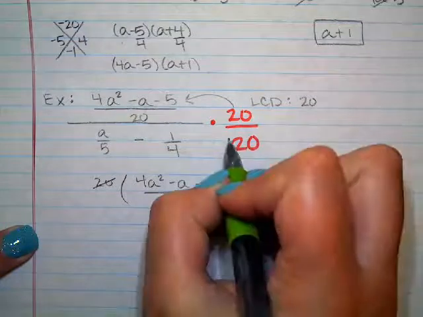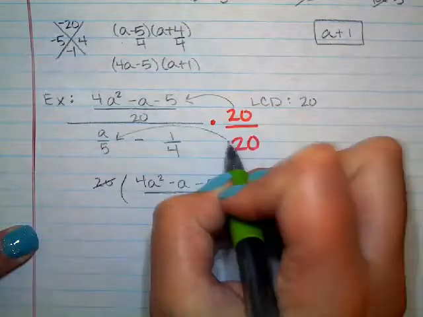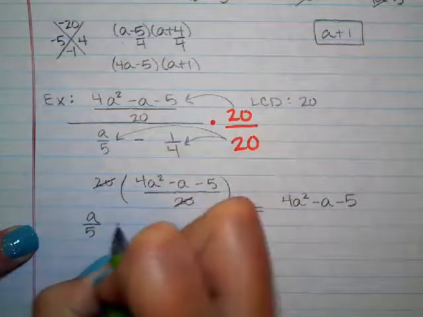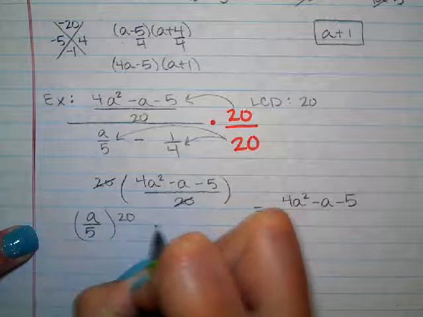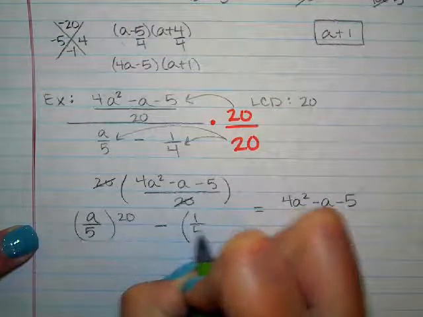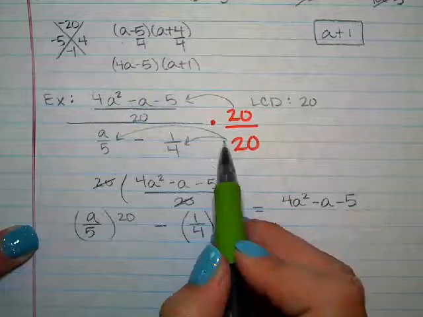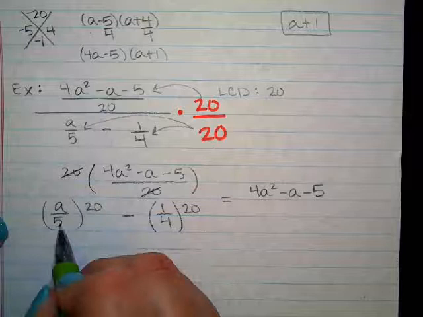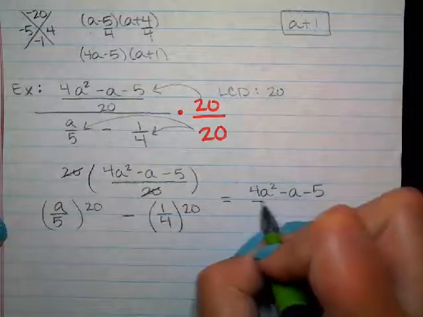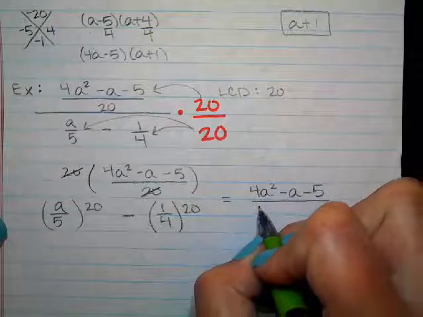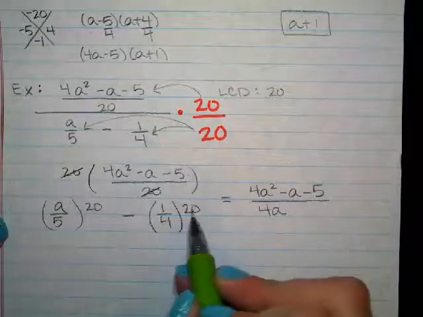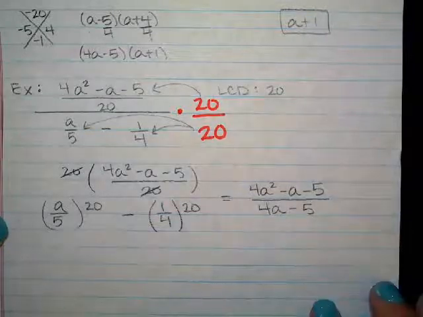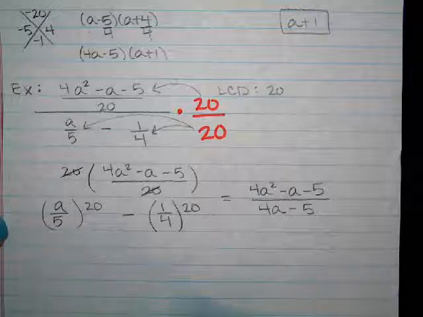Then I'm going to do the 20 multiplied by each of the bottom pieces. So I'm going to say a over 5 times 20 minus 1 over 4 times 20. You can see that I'm taking the 20 and distributing it to each piece. So 20 divided by 5 is 4, so for the first piece, I get 4a. 1/4 of 20 is 5, minus 5. So I've got just this.